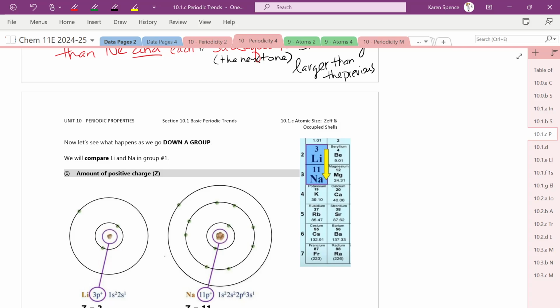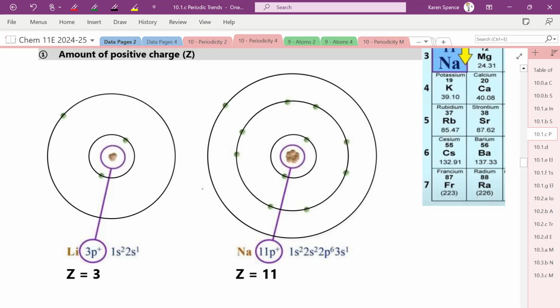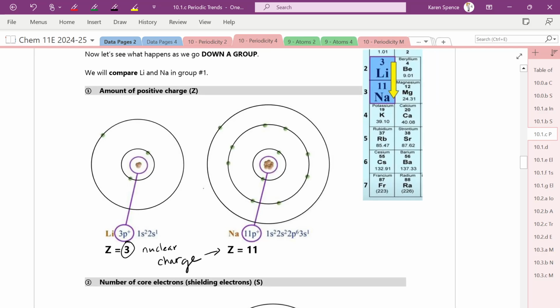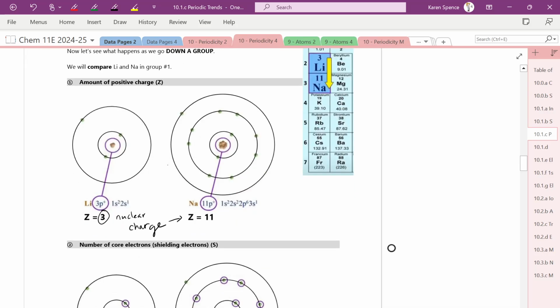Okay, now let's take a look at what happens as we go down a single group. So now, if you remember, what do you know about the Zeff for all the elements in a single group? They are all the same, okay? So here we have our Z, our protons, this is our nuclear charge, is 3 for lithium and 11 for sodium. Our core electrons, though, also go up.